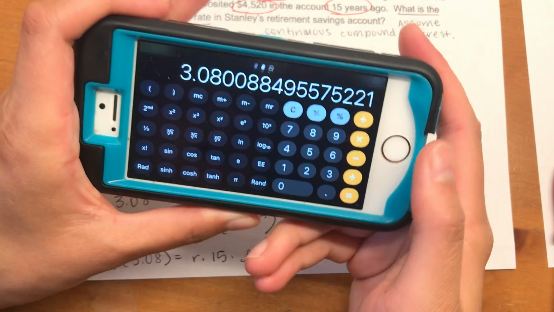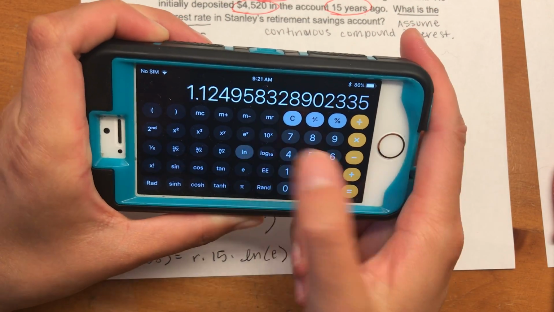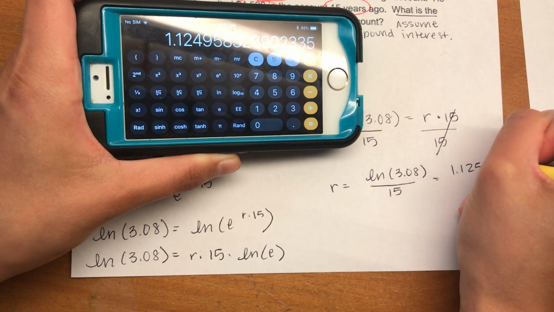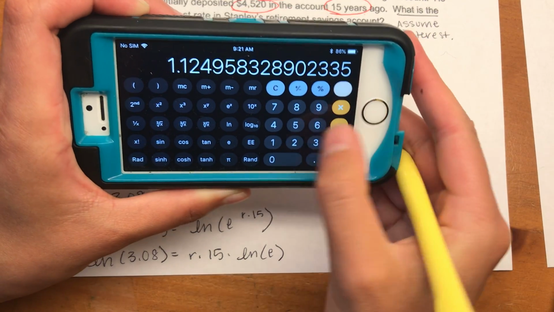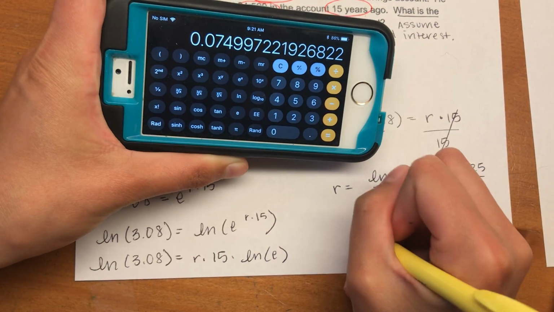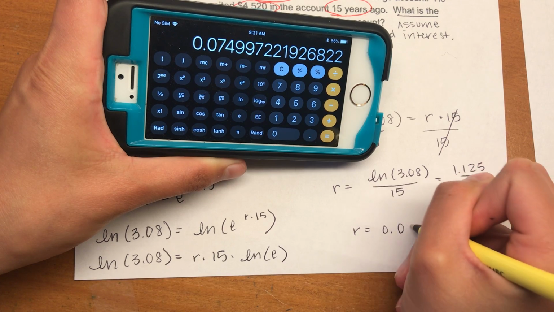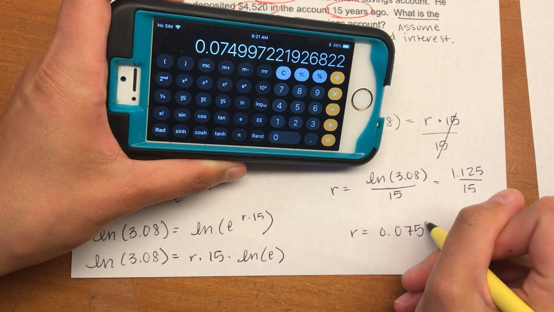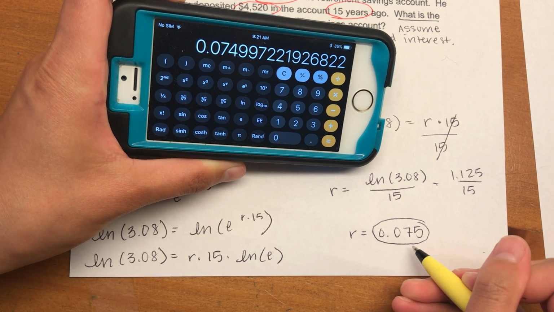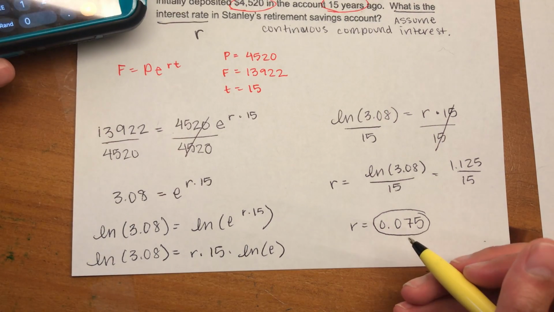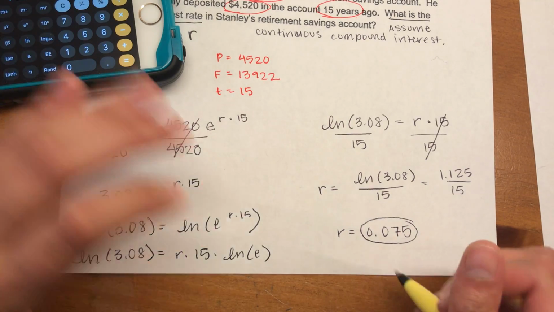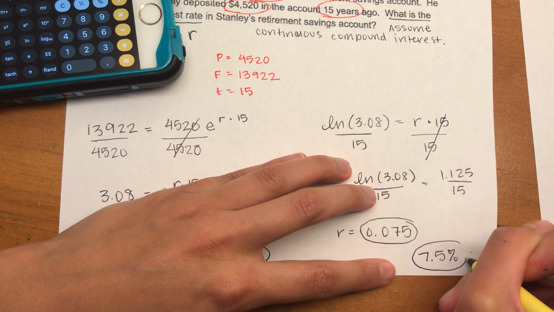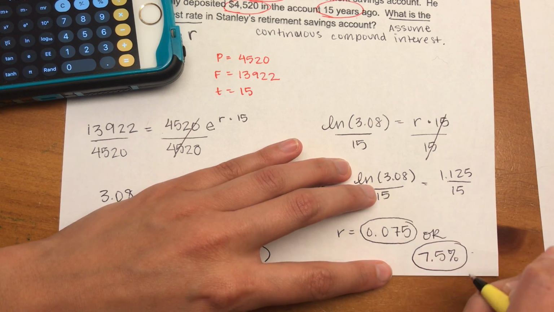So let's calculate that natural log here and divide. So we get 1.125 divided by 15. And our r is looking like 0.0749. So we're going to say r is 0.075. If this asked for a percentage, it doesn't, but if we wanted this to be a percentage, that would be 7.5%. We would multiply by 100.